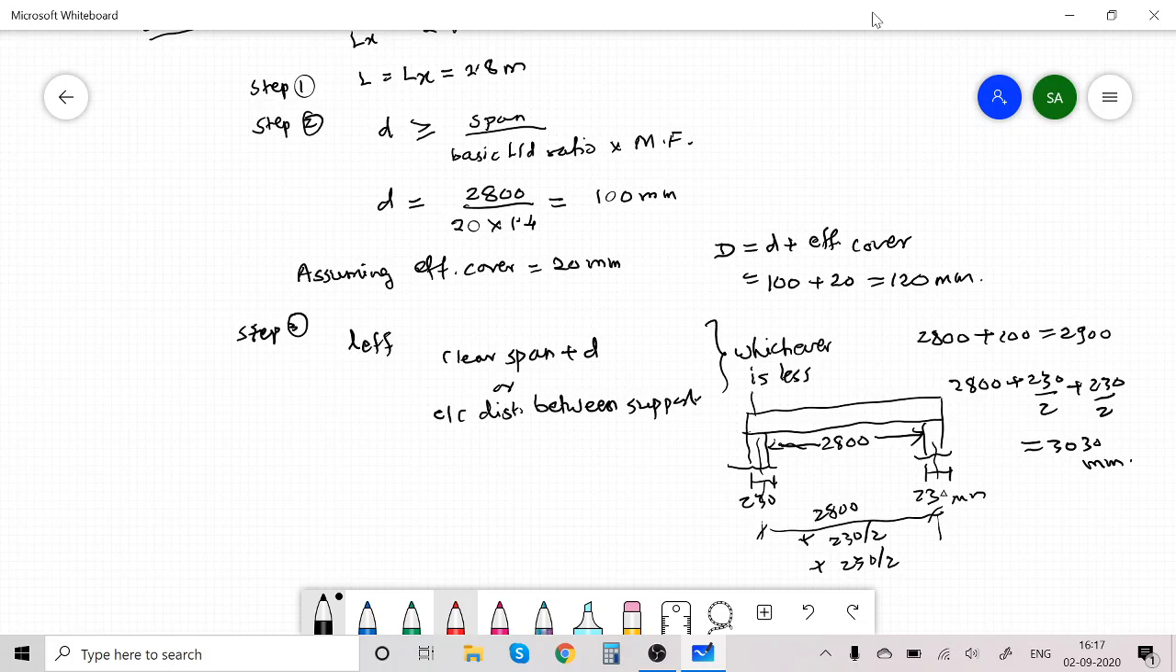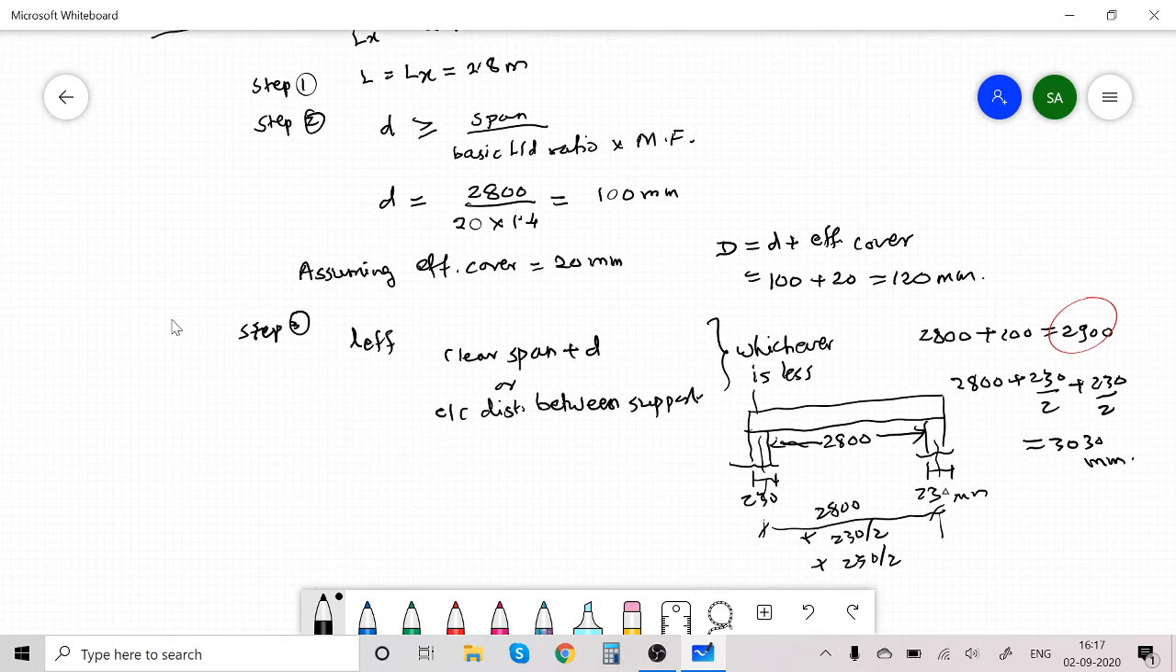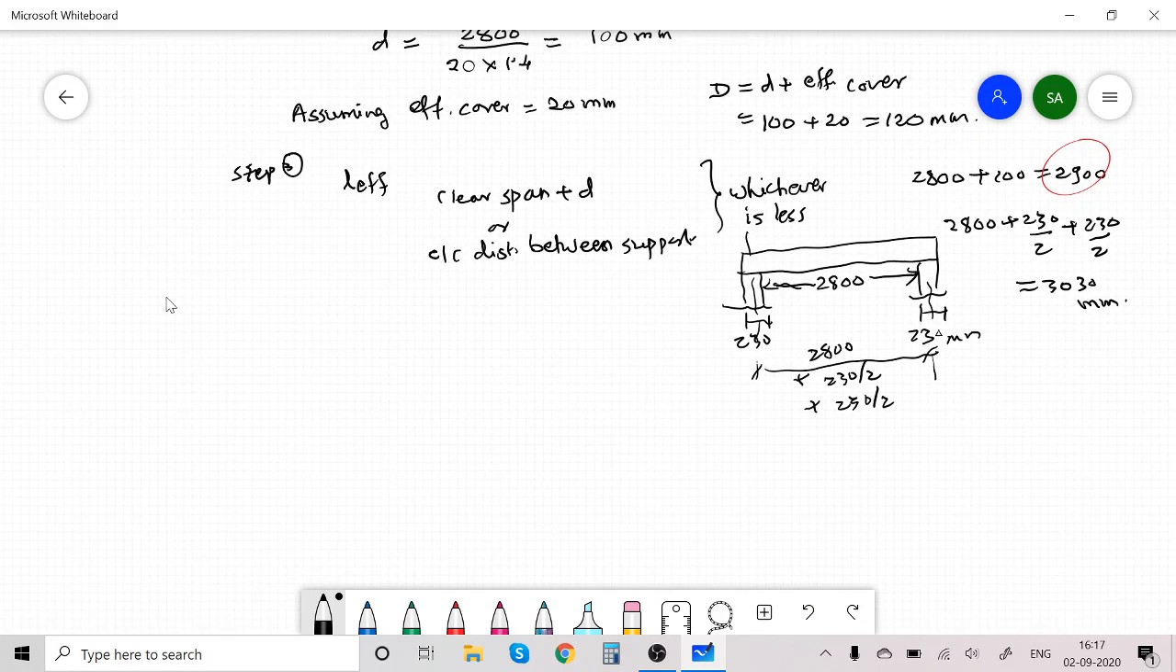Whichever is less is to be considered. So effective span, I will consider it as 2900 mm. So L effective is decided from step number 3. L effective is equal to 2900 mm.